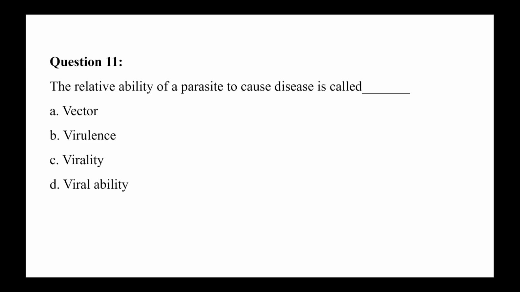Okay, moving on to the next question. Question number 11. The relative ability of a parasite to cause disease is called: option A, vector; option B, virulence; option C, virality; and option D, viral ability.